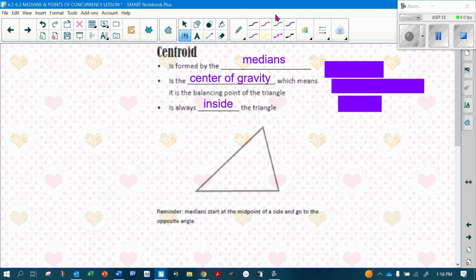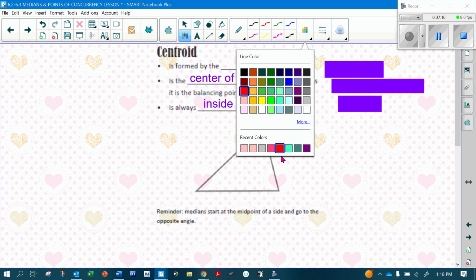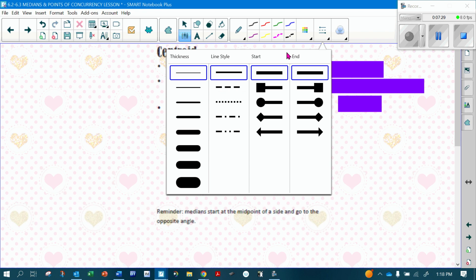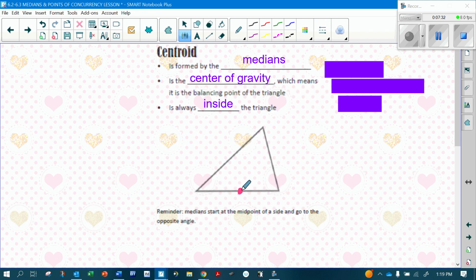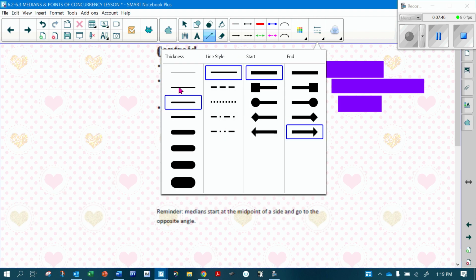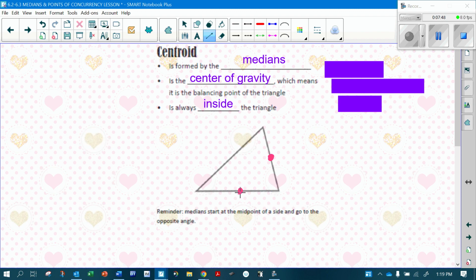So let's do a quick, all right, so I'm going to, since centroid is formed by my medians, that means I need midpoints. So just kind of eyeballing it here, that looks like it's about close enough. And I need to get my line style back. So there's that midpoint there, and then I'll try this one here. So that looks pretty close. So now I'm going to take and draw my lines. So the median, go to the midpoint and then draw straight over to the corner.